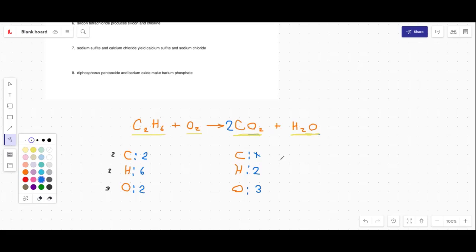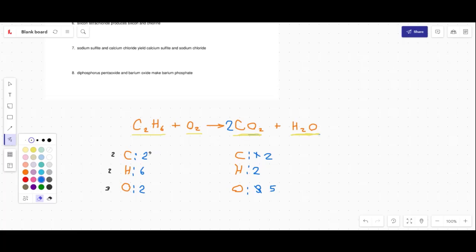Now, this changed the carbon, but it also changed the oxygen. So how much oxygen do I have now on the right-hand side? 5. Very good. Because I have to multiply that 2 times 2, that gives me 4, plus the 1 from the oxygen is going to give me a total of 5. Hydrogen was not affected because there's no hydrogen in this compound.